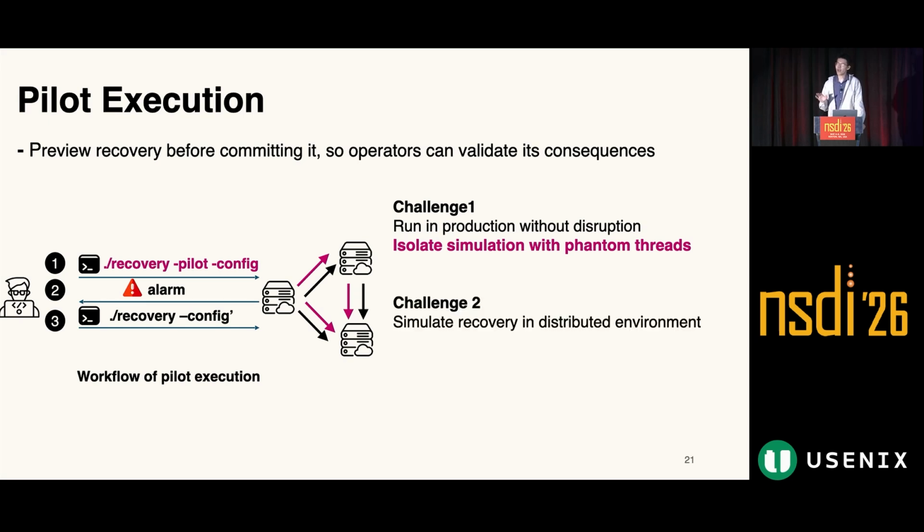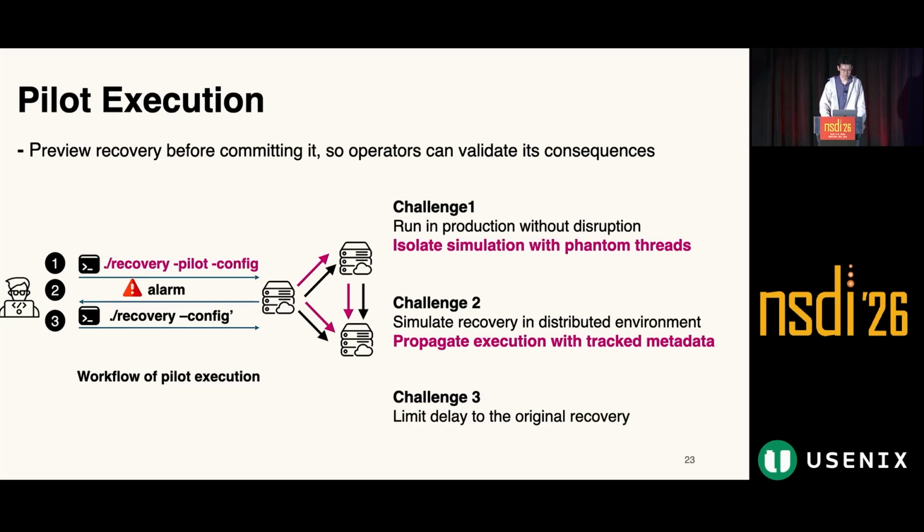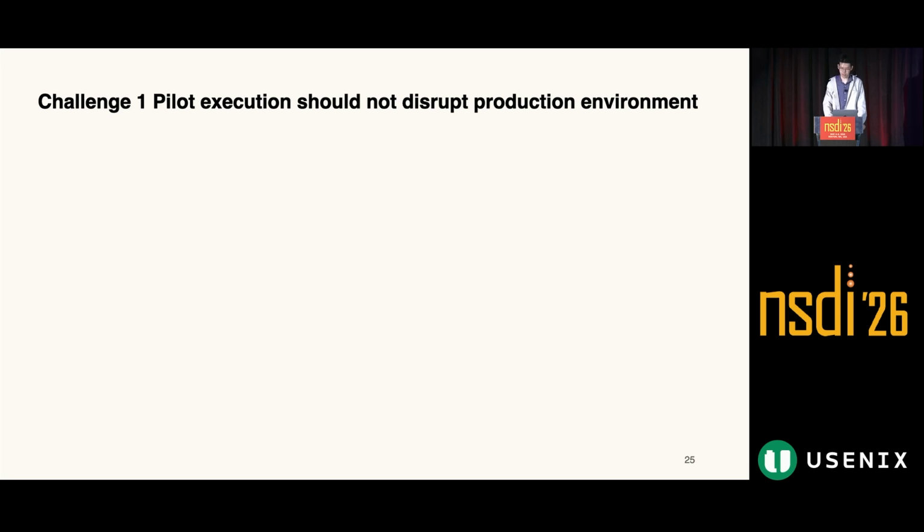Second, it should be accurate even if the recovery involves distributed components. We propagate the tracked metadata across these distributed components and propagate the execution along with metadata for accurate simulation. Finally, the simulation should be fast to avoid delaying the original recovery significantly. Instead of making parallel execution faster, we cache some results of parallel execution and reuse them during the original recovery to reduce the end-to-end time. Now let us talk about design details.